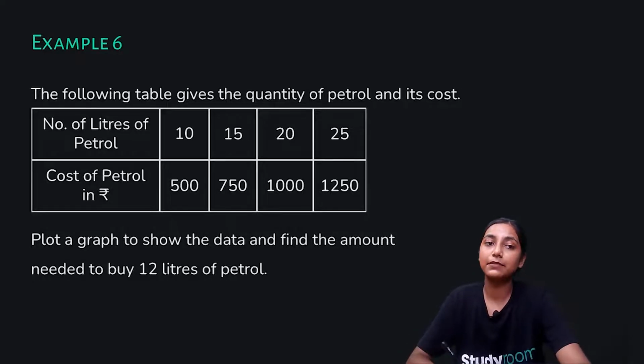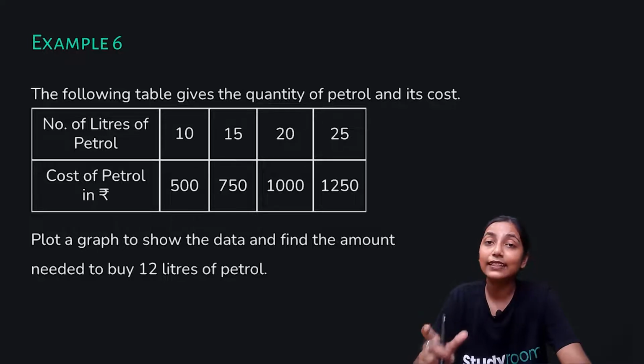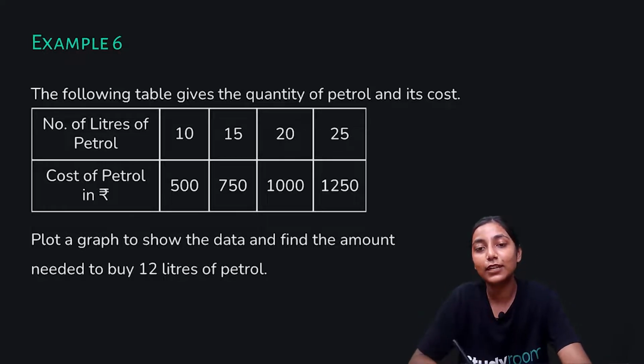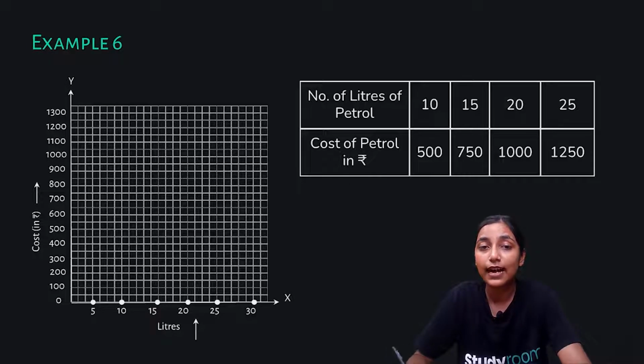Let's see this example. Example number 6. We are given that the following table gives us the quantity of petrol and the cost for that quantity. Number of liters of petrol 10, 15, 20 and 25, and cost of petrol in rupees 500, 750, 1000, 1250 respectively for all these liters. We need to plot a graph to show the data and find the amount needed to buy 12 liters of petrol. So first of all, our first part is to plot the graph. Using all this data, we have to first plot this graph, and then using that graph only, we need to find how much amount is needed to be paid for 12 liters of petrol. So this is our information, the data.